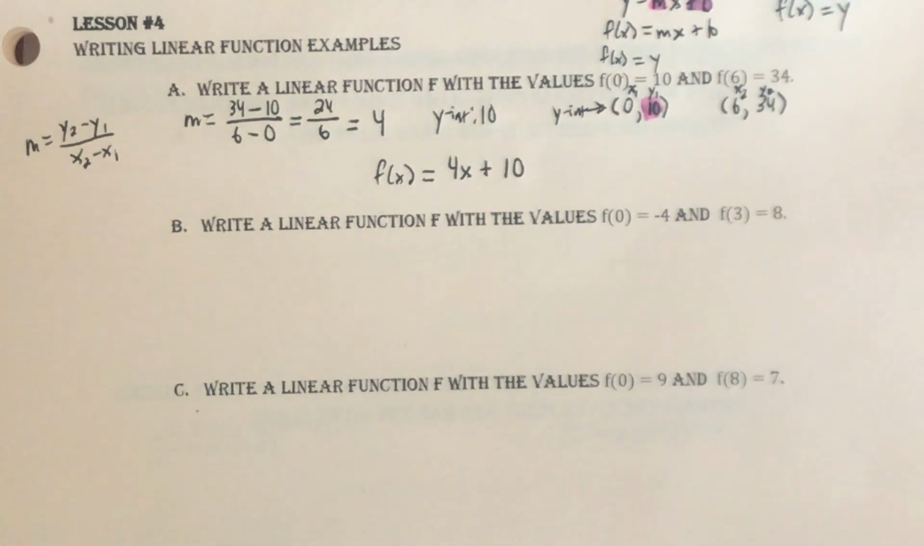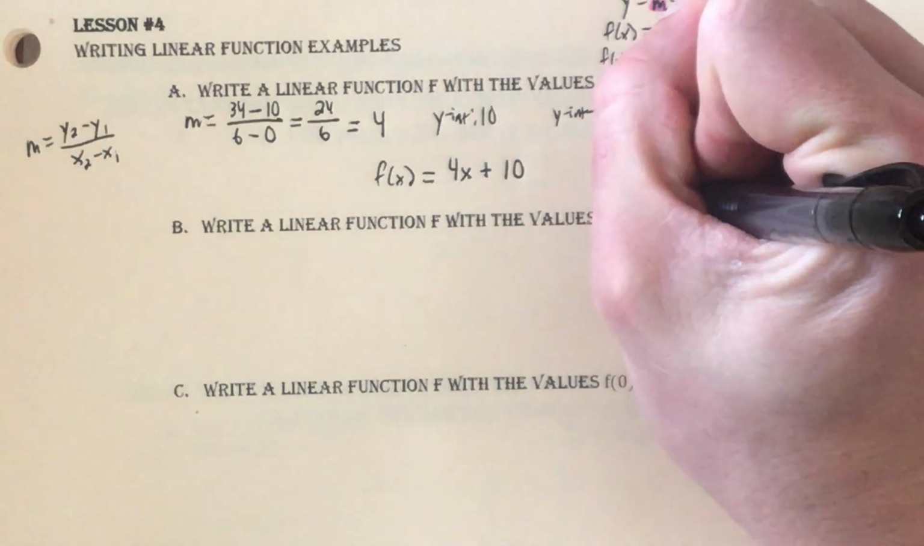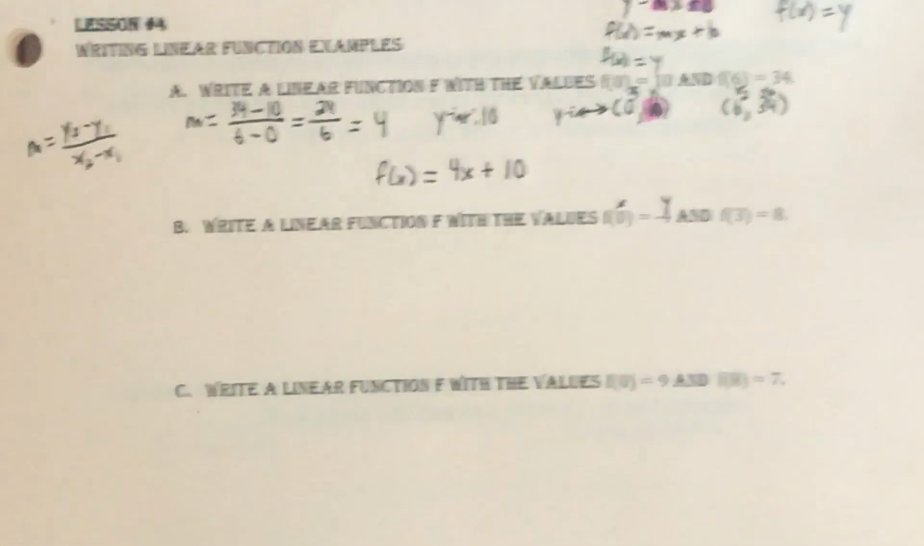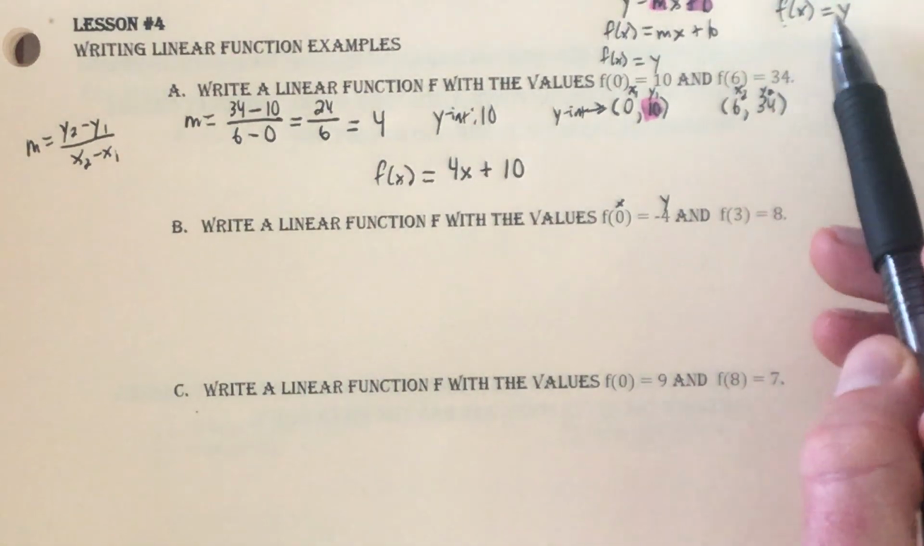All right. Well, now let's take a look at our example B here and work through it. Example B says write a linear function f with the values f of 0 equals -4 and f of 3 equals 8. Well, first thing I want to do is turn these functions into ordered pairs. So remember, this is in place of the x, this is in place of the y, based on the f of x equals y.